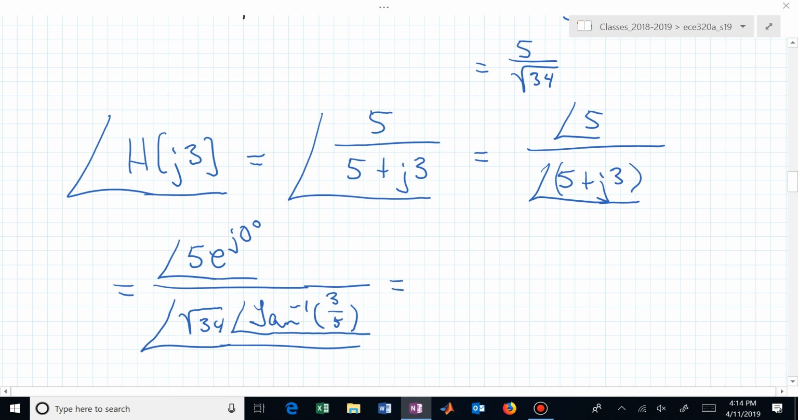So now we have, how do we do this? I have an angle in the numerator. What's the angle in the numerator? 0. What's the angle in the denominator?